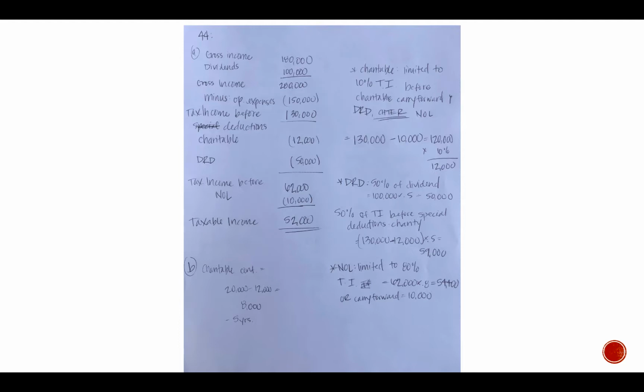So now I'm at taxable income before net operating loss, and net operating loss is the last thing I do in my sequence. So my net operating loss is going to be limited to 80% of taxable income. And when they say taxable income, they mean taxable income after charitable deduction and after dividends received deduction. So we have $62,000. 80% of that is $49,600. But my net operating loss is only $10,000. So I get to take the full $10,000 net operating loss, making my taxable income $52,000.